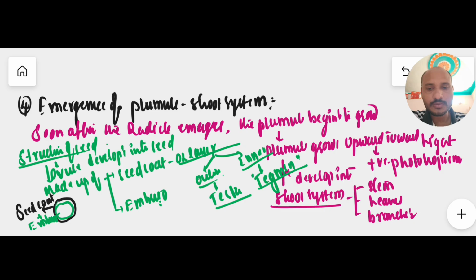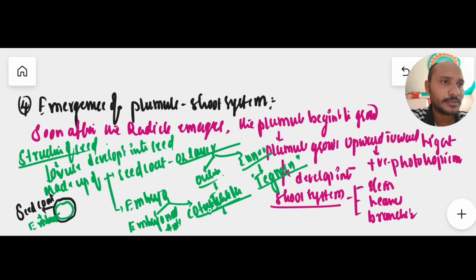Now coming to the embryo. The embryo consists of two important parts: the embryonal axis and, very important, the cotyledon. The cotyledon stores food material till the plant's leaves emerge and develop, and the plant prepares its own food by the process of photosynthesis. Till then the cotyledon serves as food material for the developing embryo. So the cotyledon and the embryonal axis together are called the embryo.